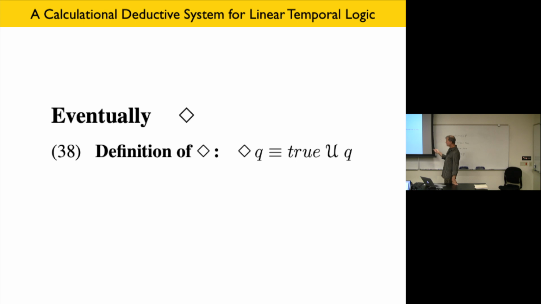Eventually, which is the diamond, is a special case of until when the left-hand side is true. So, eventually Q equals true until Q. Now, let's think about that. What does P until Q mean? P is true until you reach Q, and then P doesn't have to be true anymore, right? But true is always true, right? So true until Q is the same thing as saying Q is eventually going to be true. Do you see how that works out, like in English or conceptually?